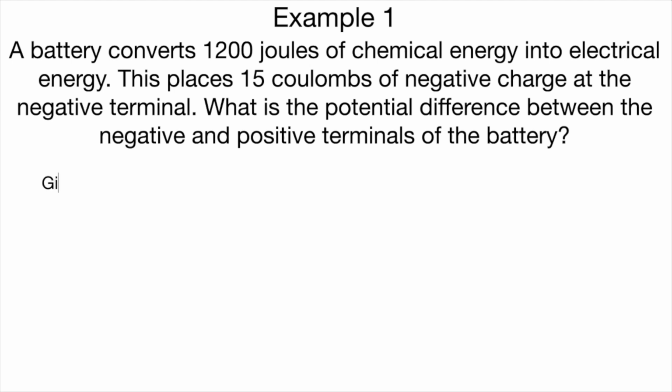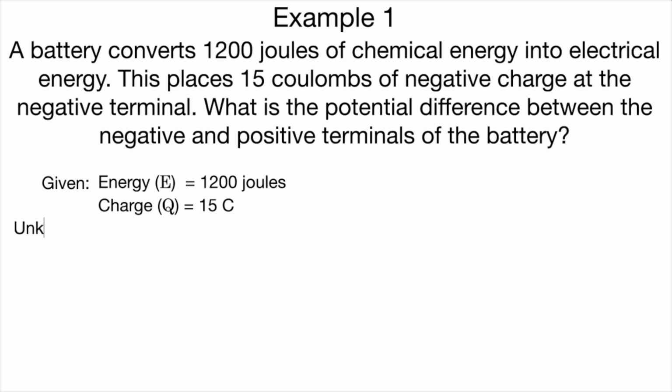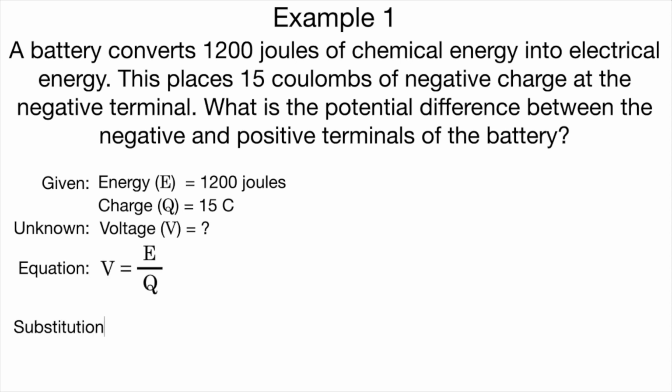Given. We have the energy E, which is equal to 1200 joules, and the charge Q, which is equal to 15 coulombs. Unknown. What we don't know is the voltage, the potential difference. But we do know the equation, V equals E over Q. Substituting this in, we can see that the potential difference will be 1200 joules divided by 15 coulombs.